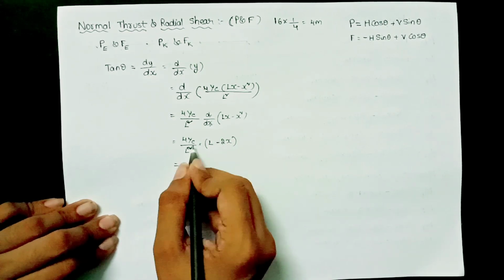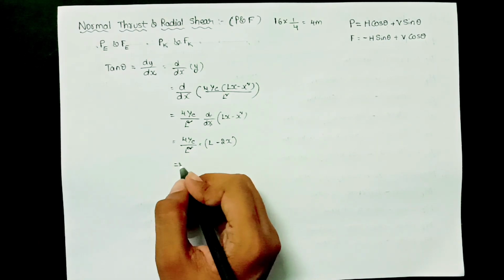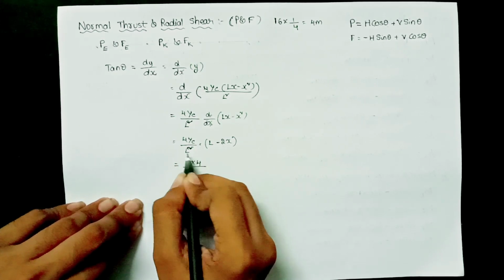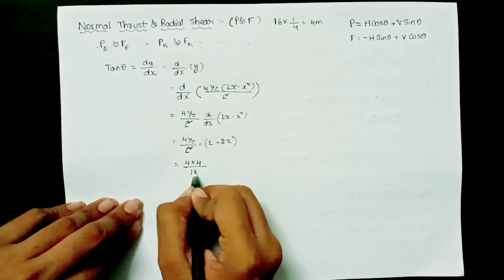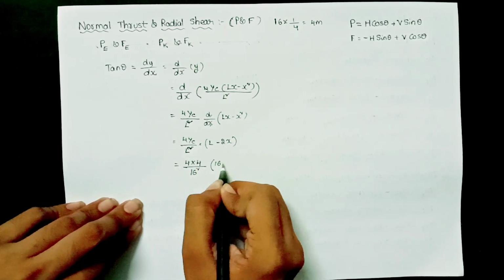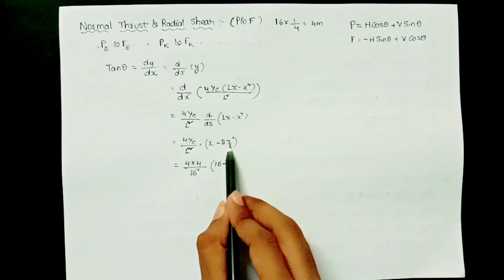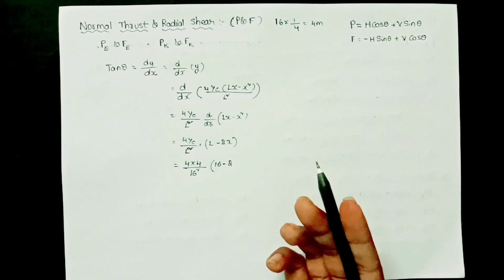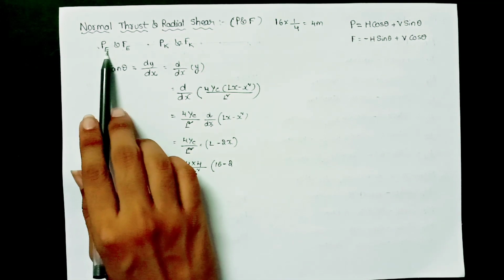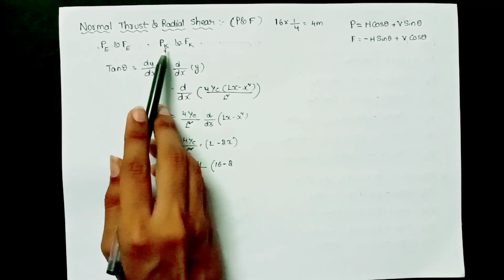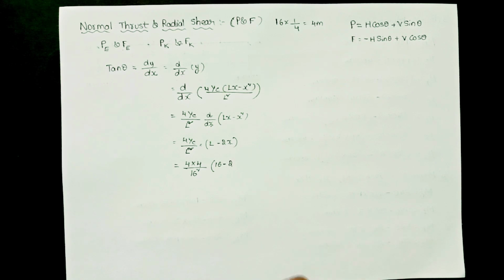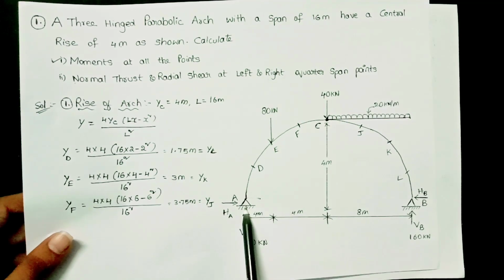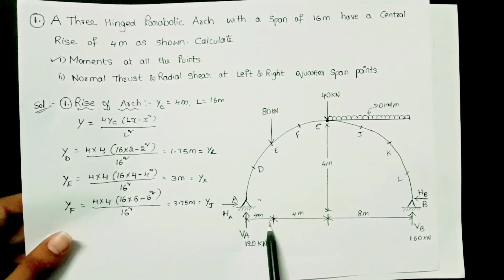Now I have to substitute the values which have been given in the question. So 4 into yc, the central rise given in the question, 4 meters, divided by total span L square, that means 16 square, into total span L equal to 16 minus 2 into x. x is nothing but the distance from support to the point where we are calculating the normal thrust and radial shear. So we are calculating the normal thrust and radial shear at point E and K. So x should be measured from support to the point E and support to the point K. So for point E, the distance from support to the point E is 4 meters.